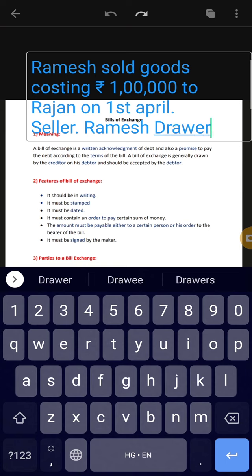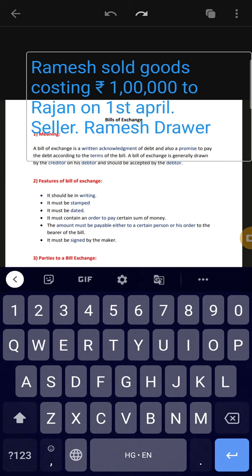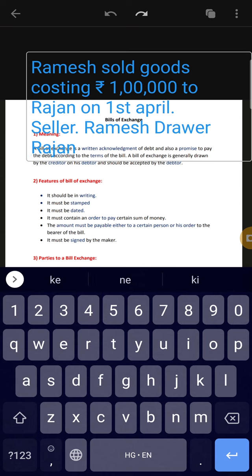Okay, and in this case, our drawee is Rajan, who is also known as the buyer of the goods, and he is the person who will accept the bill of exchange, so he will be known as the drawee. So in this case, there are two important terms. Drawer is a person who basically prepares a bill of exchange, and drawee is a person, or we can say a buyer, who signs the bill of exchange.